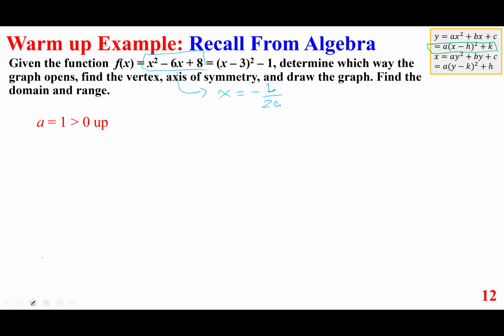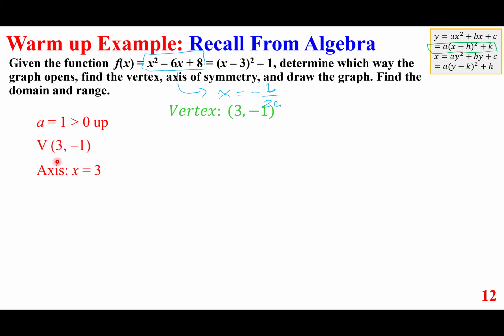Again, reminding everyone of what we have seen. And so A is 1, positive, opens up. The vertex at 3 comma negative 1. And because you have the vertex, x equals 3 is the axis of symmetry. Those are information we remember from algebra. So the vertex is at 3, negative 1, as it was mentioned.